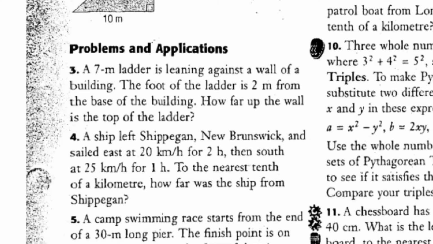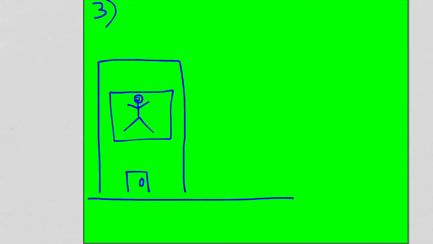And the problem says that it's a 7-meter ladder leaning against the building. So typically when we lean a ladder, we lean it diagonally so that when you're climbing up the ladder, it doesn't tip over. So there's our 7-meter ladder, and I'll label that. That distance that we just drew is 7 meters.